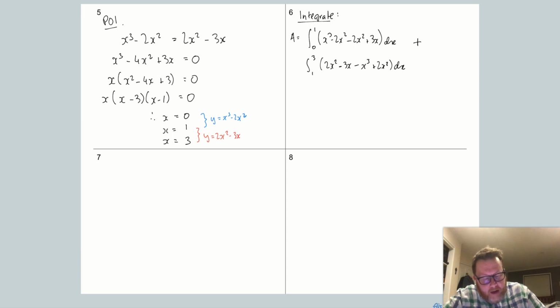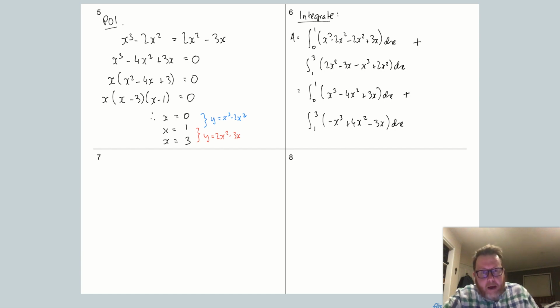I'm just going to simplify that out. So it's the integral between 0 and 1 of x cubed minus 4x squared plus 3x with respect to x, plus the integral between 1 and 3 of, I might do them in power order, so minus x cubed plus 4x squared minus 3x with respect to x. And now I just need to integrate it. It's just using the power rule, so that's not too bad.